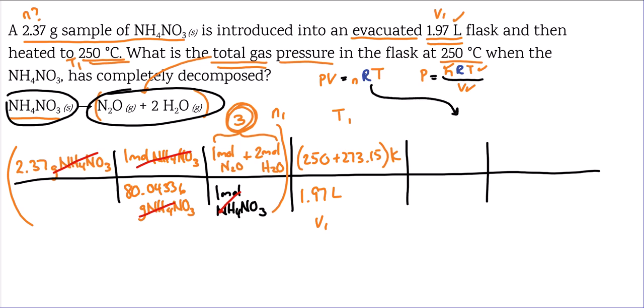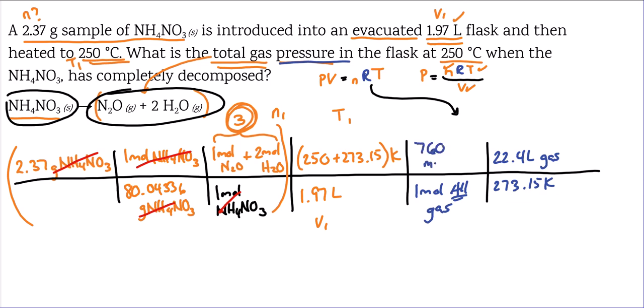I like to customize R. Customizing R allows me to make sure that I get it into the pressure that I want, but also it allows me to see my units cancel out. So here, for every 1 mole, I would have 22.4 liters of gas. I get a chance to see the moles and the liters cancel out. This occurs at standard temperature, 273.15 Kelvin, and pressure.